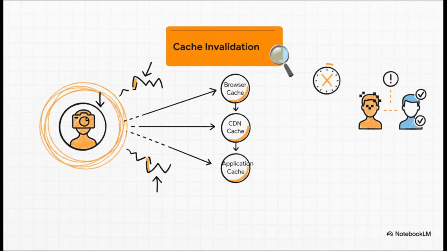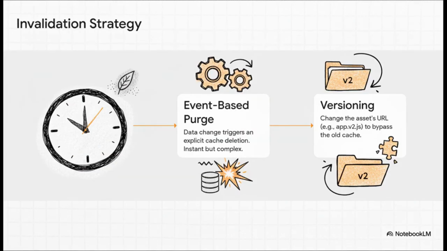Think about it. If a user updates their profile picture, but your CDN keeps serving the old one for another hour, you've got a really bad data consistency problem. Generally, there are 3 main ways to handle this. The simplest is just using a time to live, or TTL. You just wait for the cache to expire on its own. It's easy, but it guarantees there'll be a period where your data is stale.